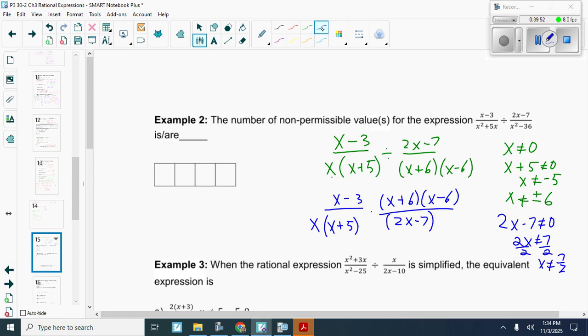Okay, so let's count them up, and there are 5. We don't have to finish the question. We don't have to simplify. We don't have to solve it anymore because we just needed to find out how many NPVs there are. So there's 1, 2, 3, 4, and then 5.